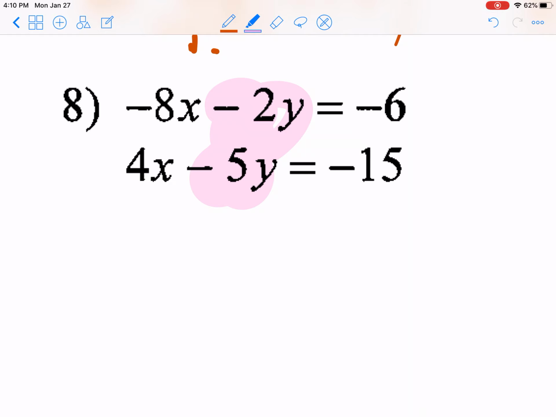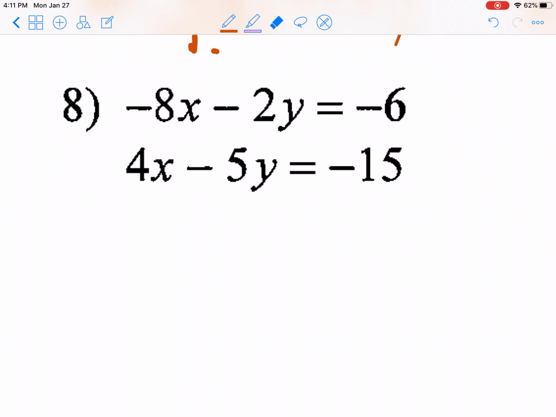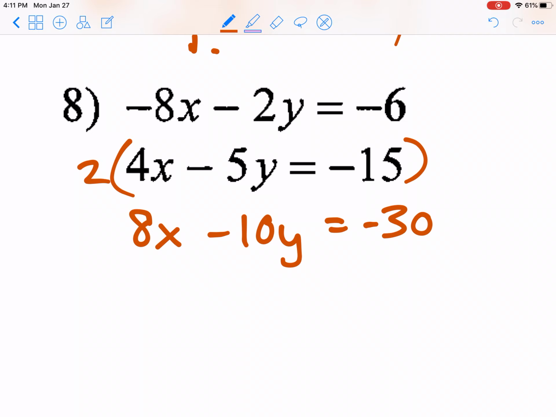So what you could do is multiply both equations, right? We could multiply the top one by like 5, and then if I did, I'd get -10y. So what would I multiply this equation by so that I'd get +10y? -2, right? So I could solve it by multiplying both equations. Because there was a one-step solution or method to get there, that's the one I want to choose. So I'm just going to multiply this by 2, then we'll get 8x minus 10y equals -30.